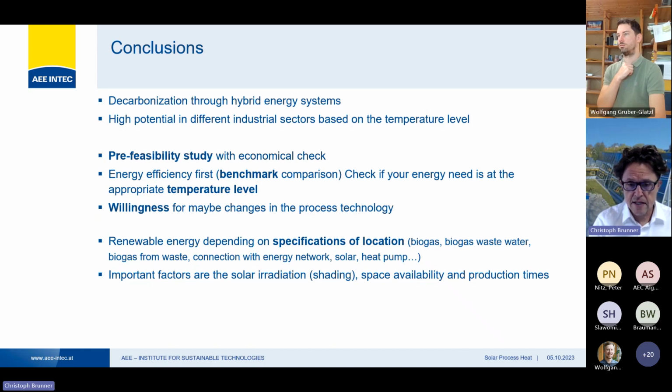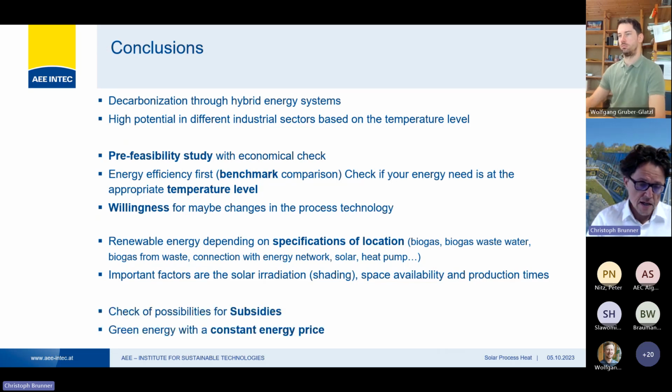Do you have biogas from waste, etc.? But especially also for solar installations, the solar irradiation is very important. Space availability is important. And of course, the production times and the load profile are important, to see if such a solar process makes sense for the production. And then check the subsidies, for example, the possibility for subsidies.